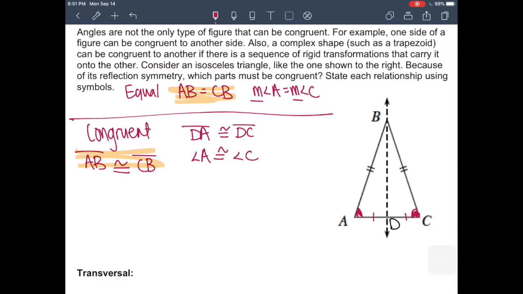So for me to look at it, if you were writing the measure of angle A is congruent to the measure of angle C, I would know that's incorrect because you're trying to tell me the numerical value of A is the same shape and size as the numerical value of C. You can't tell me that numbers are the same shape and size because numbers aren't a shape.